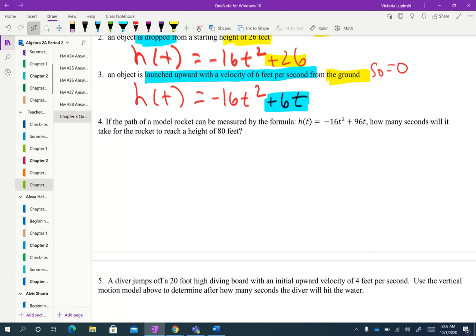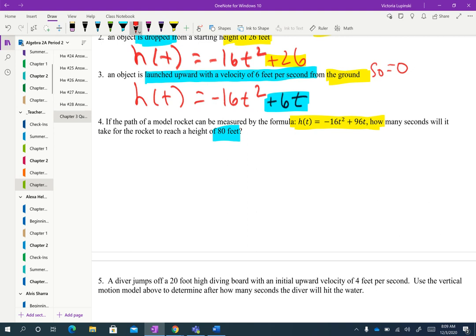The path of a model rocket is given by the following formula. H of t equals negative 16t squared plus 96t. How many seconds will it take for the rocket to reach a height of 80 feet? So in some problems, you're going to be given the equations. In some cases, you have to make it. In this case, it's given to you. So you just have to understand what it's telling you.